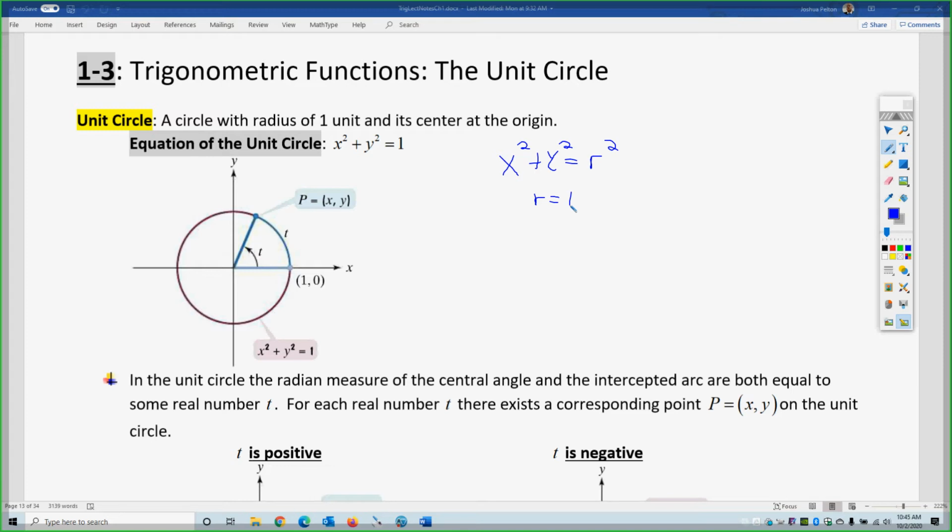Okay, so we have points on the circle that are P. Each one is a cosine value and a sine value, as we'll show you in a little bit. And the arc length and the angle are the same. The reason being, the formula for arc length is s equals radius times the angle. But if it's a unit circle, r is 1, so s equals r times theta, or 1 times theta. So s equals theta, where s is right here, and your angle theta is right there.